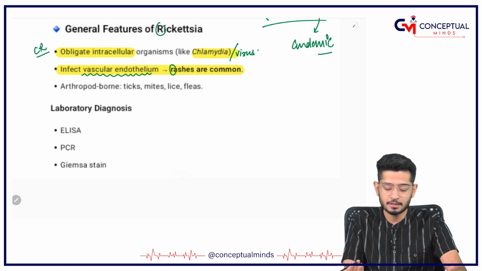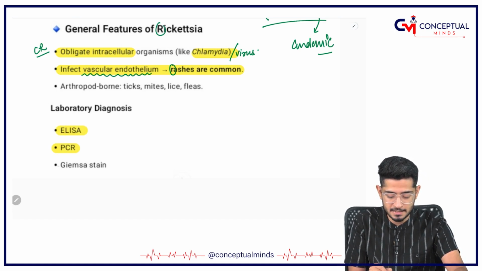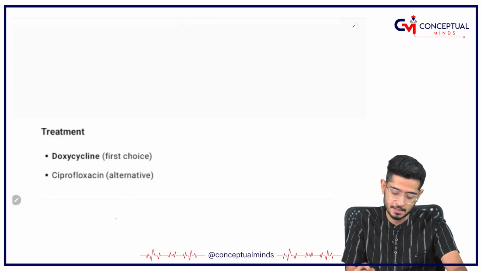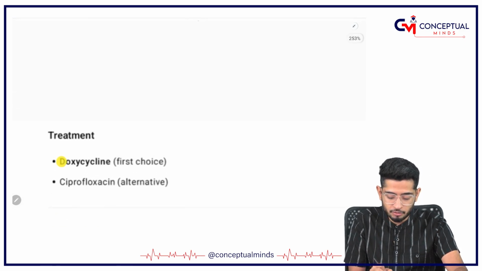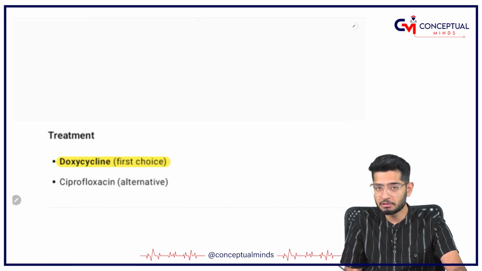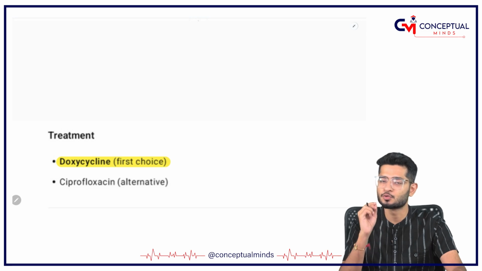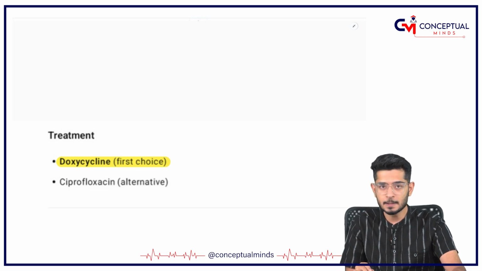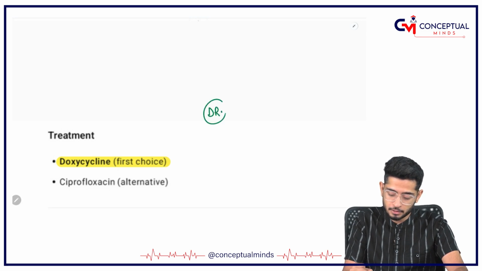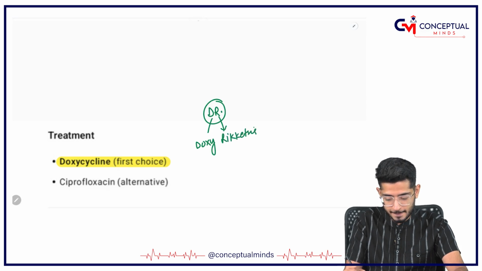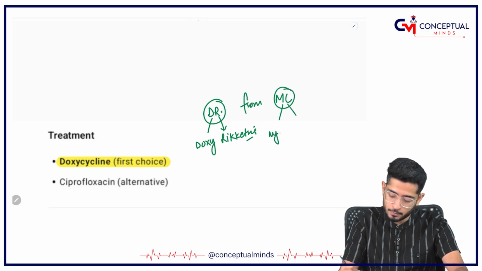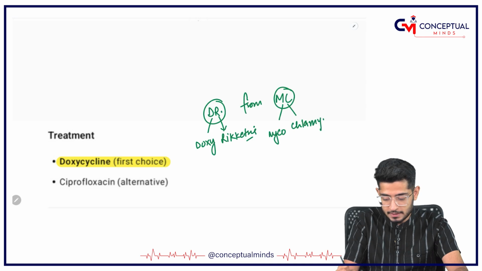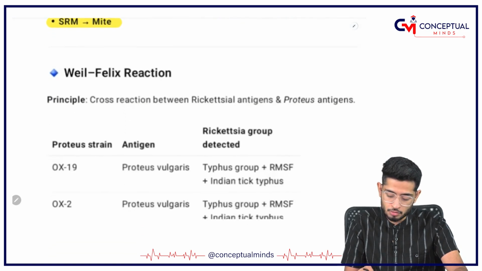They are diagnosed with the help of ELISA, PCR and Giemsa stain, and the treatment is doxycycline. Doxycycline is very, very important. You have to remember that you are becoming a doctor. D for doxycycline, R for Rickettsia. From a medical college: mycoplasma and chlamydia. In all these cases, you are supposed to give doxycycline only. Okay, clear? Coming on to the Weil-Felix reaction.